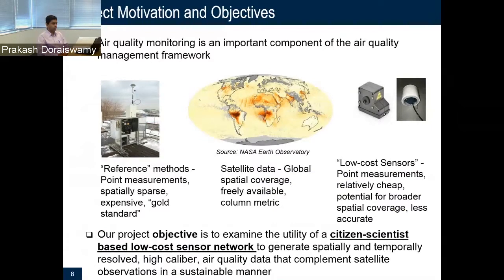So our overall project objective is to then examine how such a citizen scientist-based low-cost sensor can be used to generate particle data that is spatially and temporally resolved, and at the same time that is of high data quality. And as I said, our whole goal here is to complement the satellite observations in a sustainable manner.